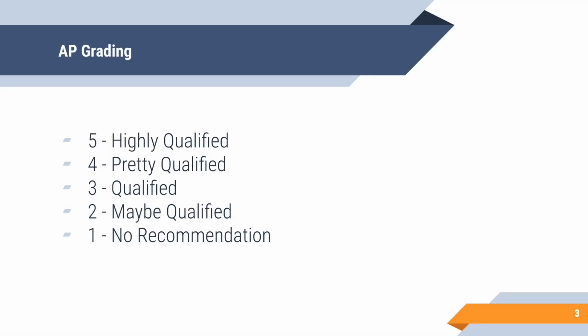So it's graded on a 1 through 5 scale. 5 is highly qualified, 4 is pretty qualified, 3 is qualified, 2 is maybe qualified, and 1 is no recommendation. 3 is like the minimum if you want any potential to get college credit. I know that most community colleges would accept a 3. However, more private colleges would mainly want to see a 4 on an AP exam if you want to have a chance of getting college credit.